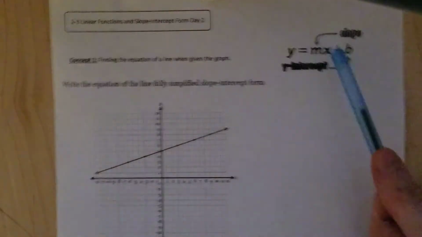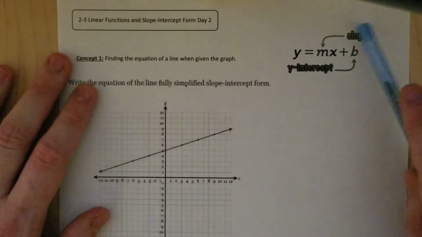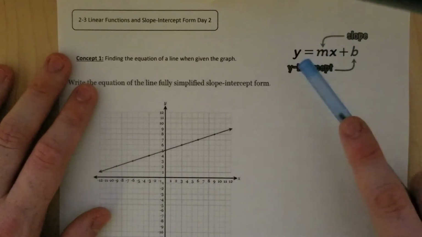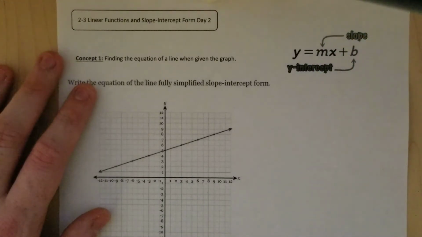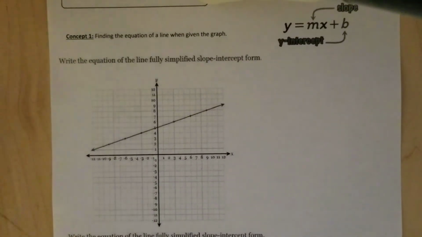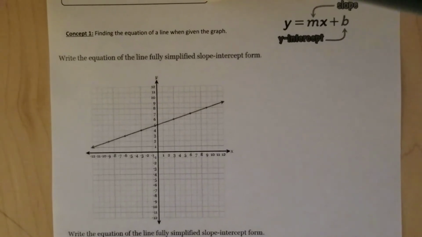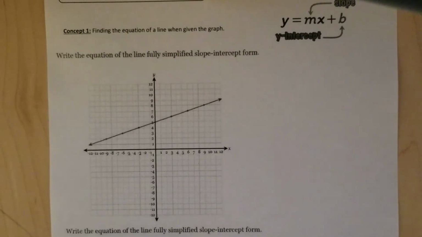If you haven't written this down, you're going to want to write down y equals mx plus b. Remember, your m is your slope, the y-intercept is your b. So let's look at our first example. This comes straight from Delta Math, and they're going to give you the graph of a line. They want you to write the equation of the line in fully simplified slope-intercept form.